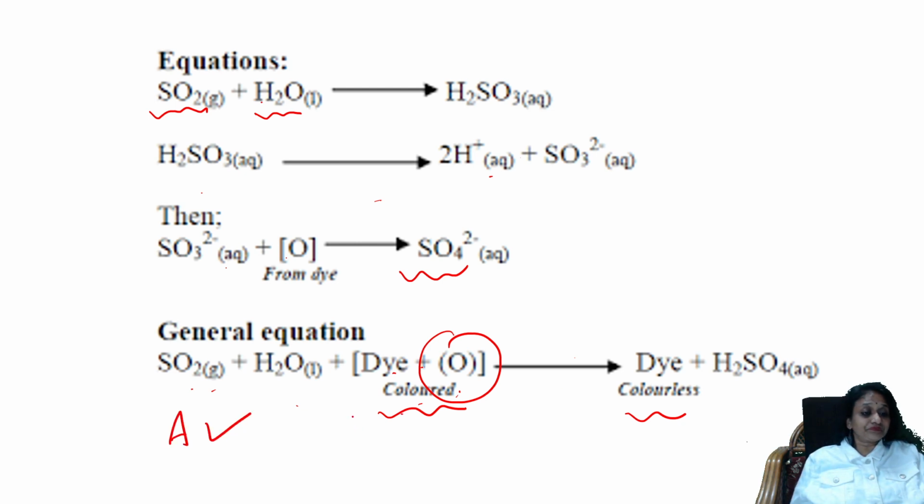They have also given that sulfur dioxide readily oxidizes to sulphate. Yes, sulfur dioxide is oxidizing into sulphate. Yes, the reason is also right. So assertion right, reason right.